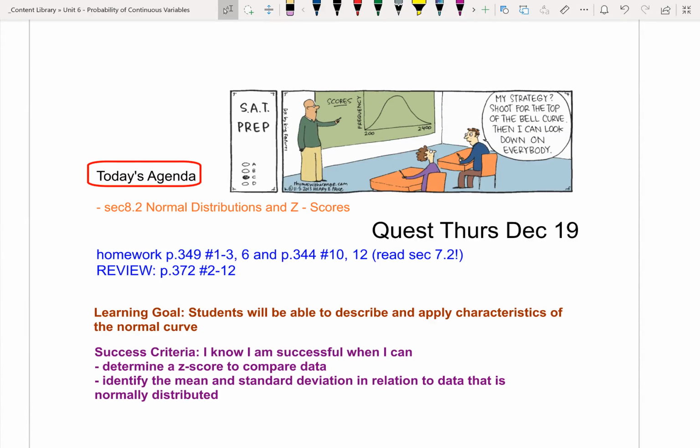In today's note, we're going to be looking at normal distributions and z-scores. So we've talked about z-scores before, but we're going to be looking at how we can use them to help us determine the area or probability underneath a curve.